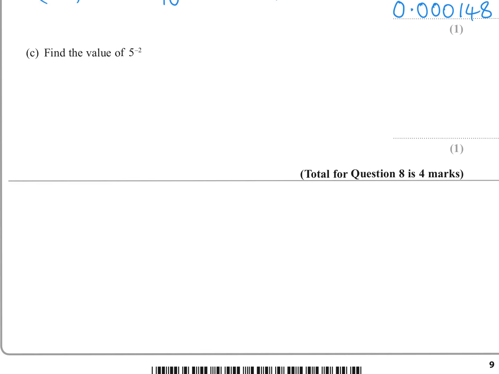And for part C, we need to find the value of 5 to the negative 2. Well, that's the same as 1 over 5 to the power 2, because when we have something to the negative power, then that means to find the reciprocal, which is 1 over the value, and so we'd end up with 1 over 5 squared, which is 25, so 1/25 would be the answer.